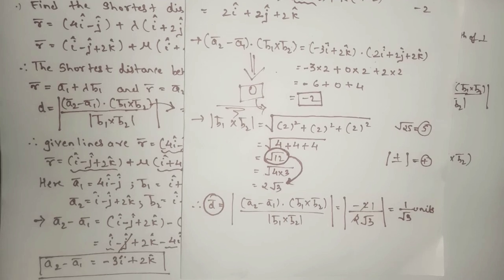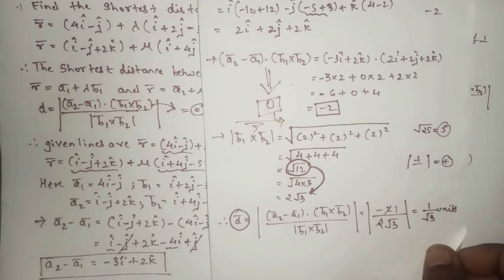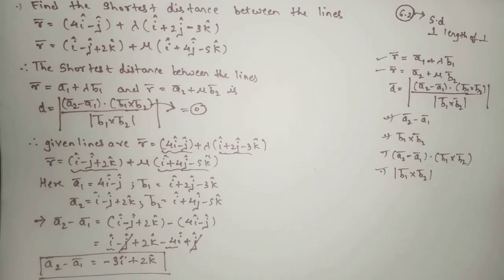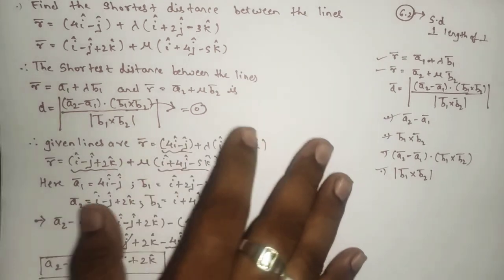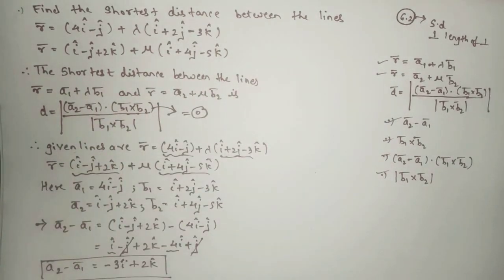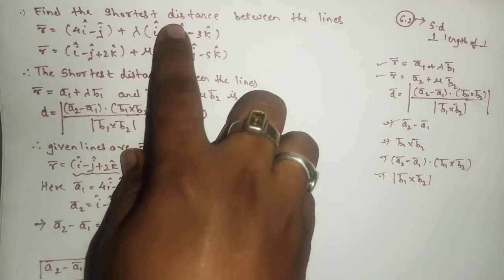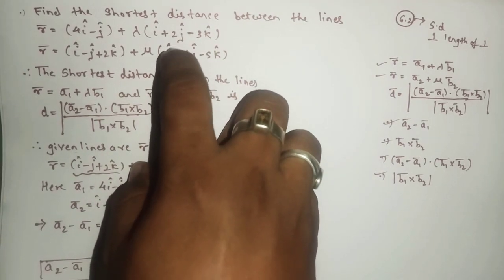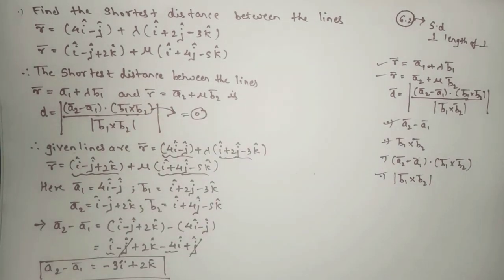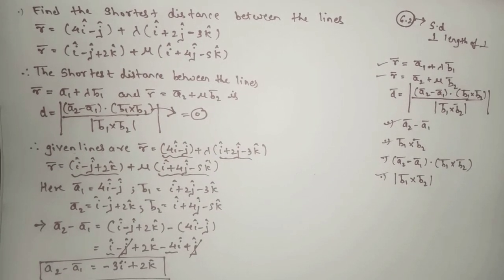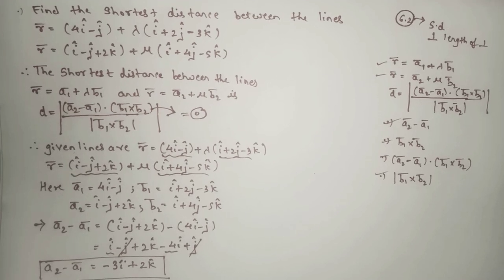I hope you all understood this sum, how to find the shortest distance between the lines. Here we took one example where we found the shortest distance between two vector equations. In the next lecture we'll see how to find the shortest distance between two Cartesian equations. Okay, till then, goodbye, see you in the next lecture.